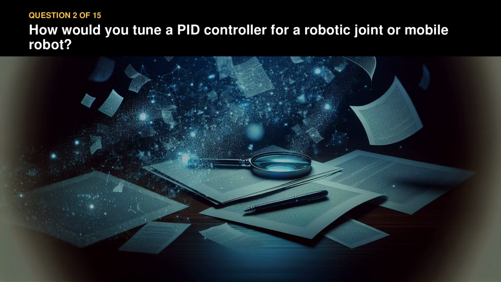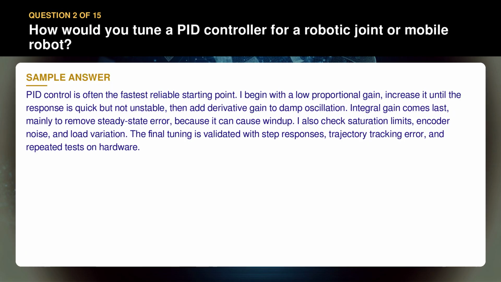Question 2. How would you tune a PID controller for a robotic joint or mobile robot? PID control is often the fastest, reliable starting point. I begin with a low proportional gain. Increase it until the response is quick but not unstable. Then add derivative gain to damp oscillation. Integral gain comes last, mainly to remove steady-state error because it can cause windup.